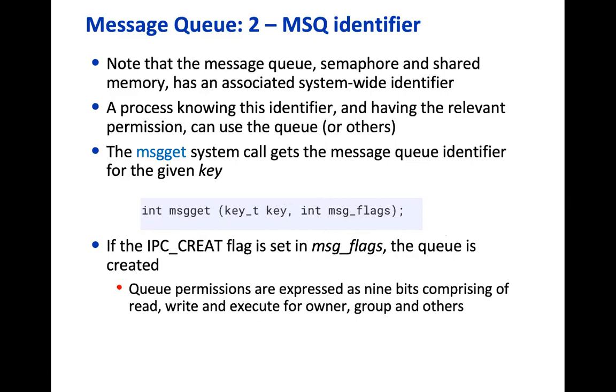Now when the client runs this, it may not want to create a message queue. The message queue already exists, created by user one. It will just get the message ID by setting appropriate parameters. Okay, any question up to this point? Are you able to understand it?